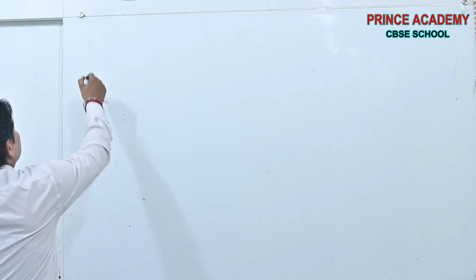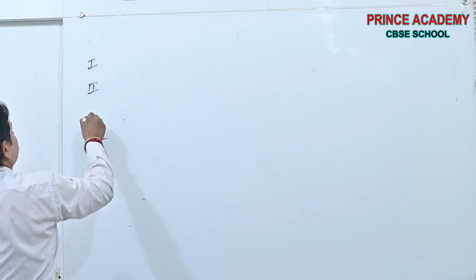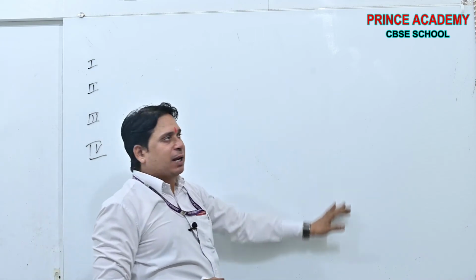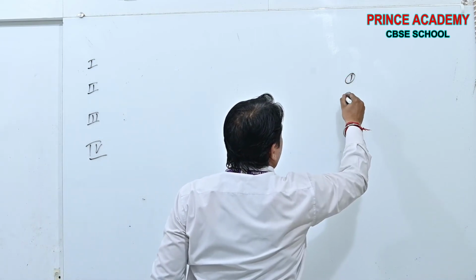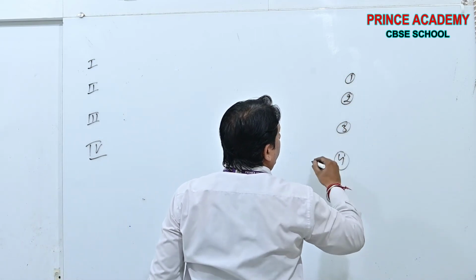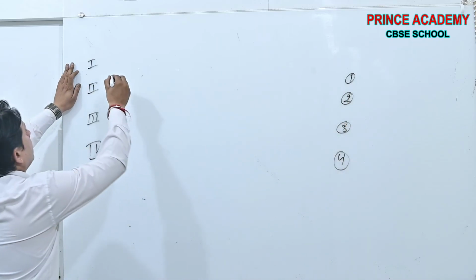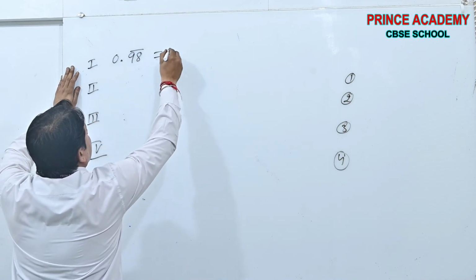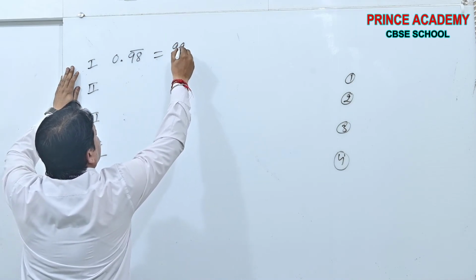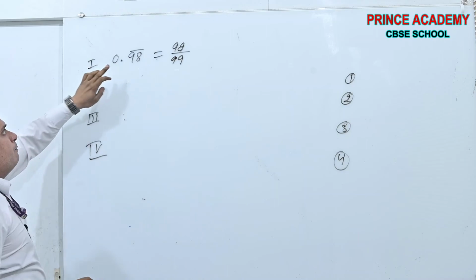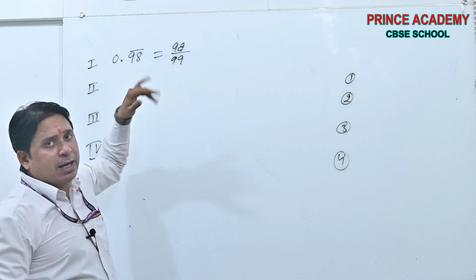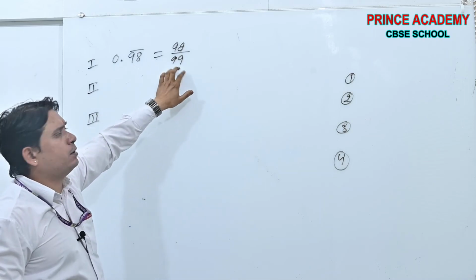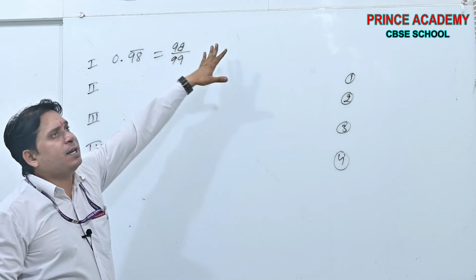See, first type, second, third, fourth. I am doing, and you have to do by yourself these 4 questions. 1, 2, 3, 4. See here, 0.98. What does it mean? 98 by 99. Before decimal nothing, after decimal repeating 9, repeating 2 digits, 2 lines. Whole number is as this.